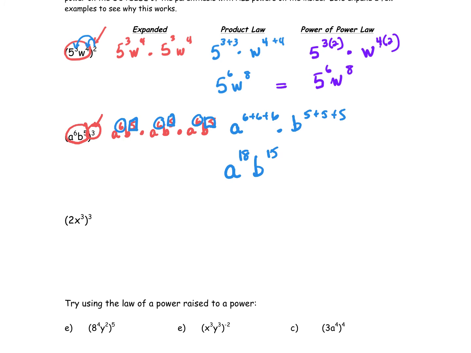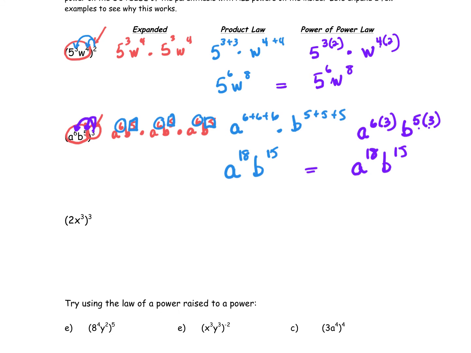So let's use our new power of power law, which says I'm going to take the first base of a, and I'm going to distribute this 3 with it. So I'm going to start with the power that's on a, which is 6, and multiply by 3. Then I'm going to move on to my base of b, and this 3 is also going to multiply at 5. So the exponent on b is 5, and I'm going to multiply it by the outside exponent, which is 3. So when I do that, 6 times 3 is 18. b, 5 times 3 is 15, and we get exactly the same answer in a much more efficient way.